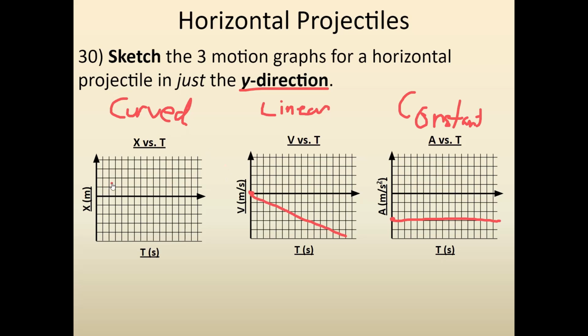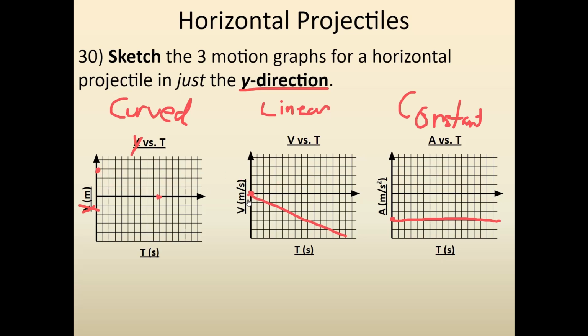I know that in the vertical direction, realistically, this should have been y versus t. I apologize. But in the y direction, it starts at some positive y value. I know it's going to end up going to 0. The question is, does it go curved this way, concave down, or concave up?